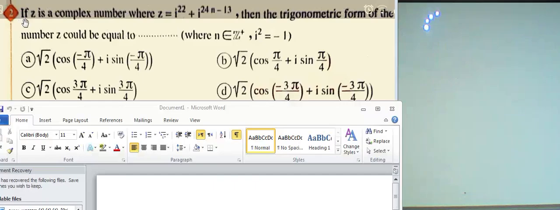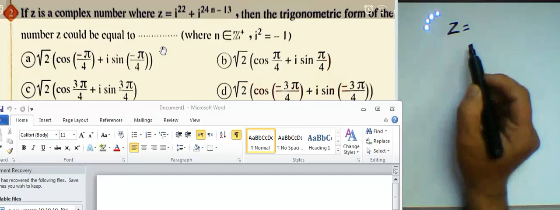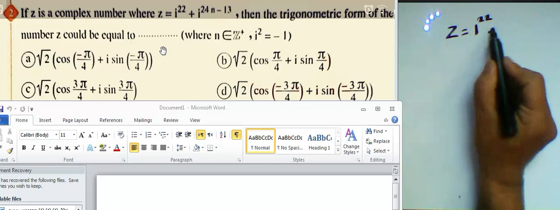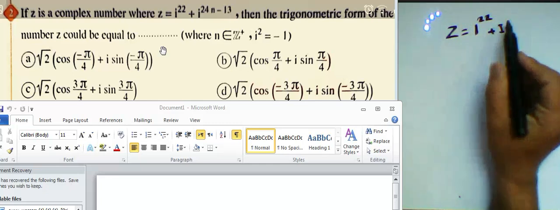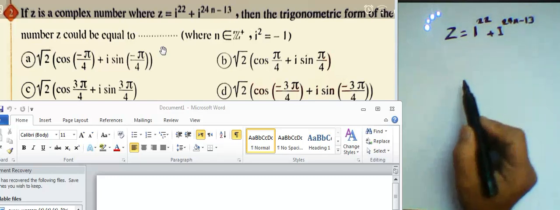Question number 2. If z is a complex number where z = i²² + i²⁴ⁿ⁻¹³, then the trigonometric form of the number z could be equal to ___. First, we must simplify z. Z equals this complex number, i to the power 22 plus i to the power 24n minus 13.